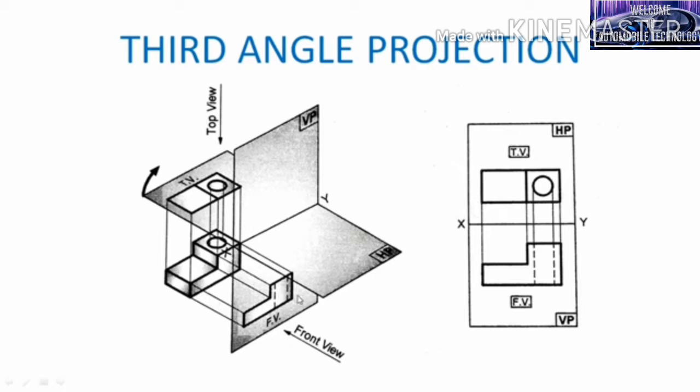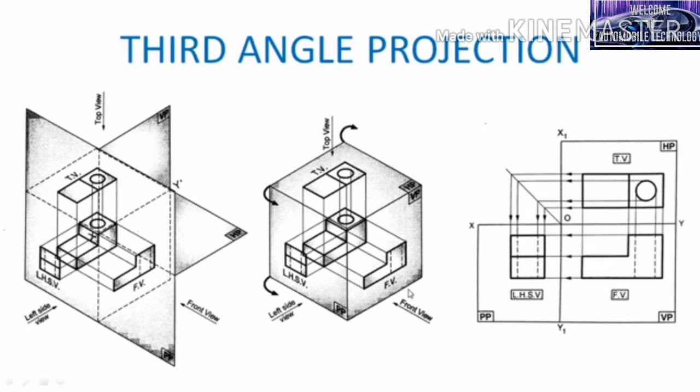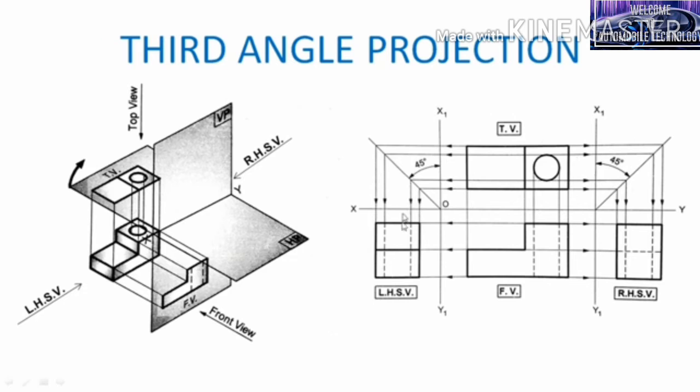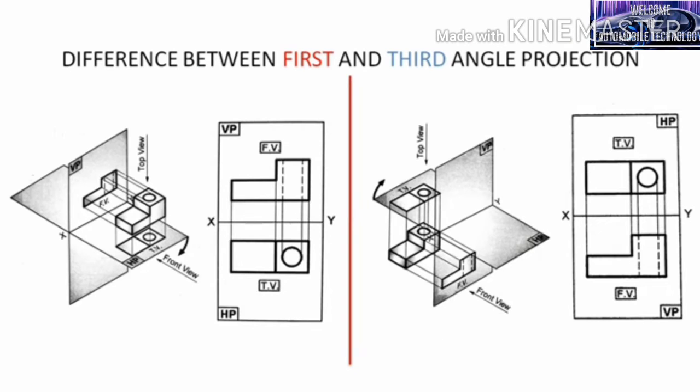Draw horizontal projectors from the top view to intersect the 45 degree line. Draw vertical projectors. Then draw horizontal projectors from the front view to intersect the vertical projectors, and the side view is obtained from them. The right hand side view of an object is projected on the auxiliary vertical plane. The right hand side view is drawn on the left side of the front view.